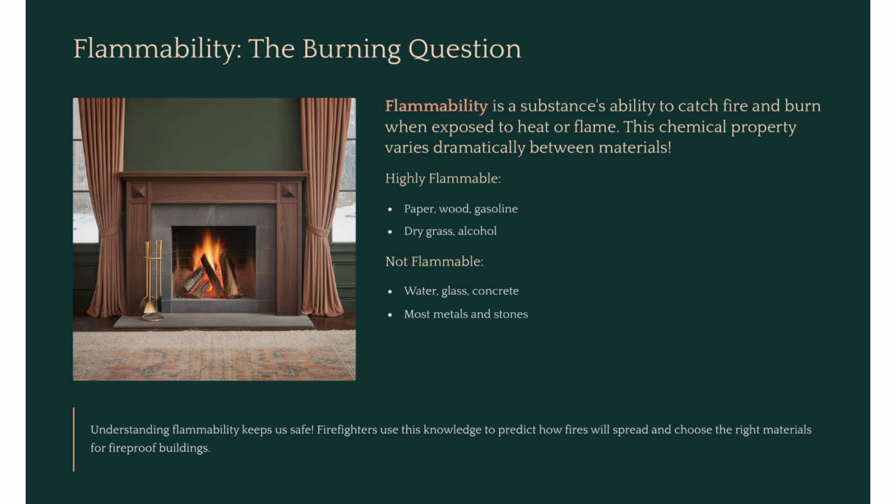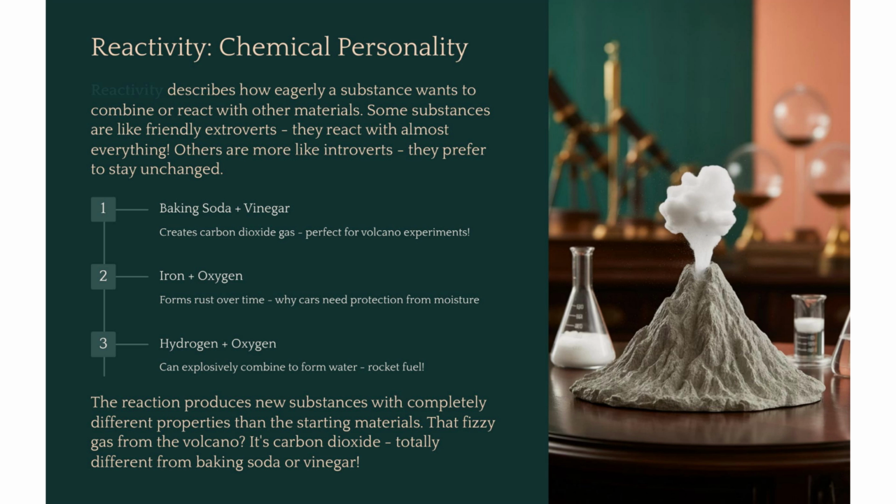That's because wood is flammable and glass is not. When wood burns, it changes into a new substance, ash, and releases smoke and heat. This is a chemical change, so flammability is a chemical property. Another chemical property is reactivity. This tells us how easily a substance reacts with others.